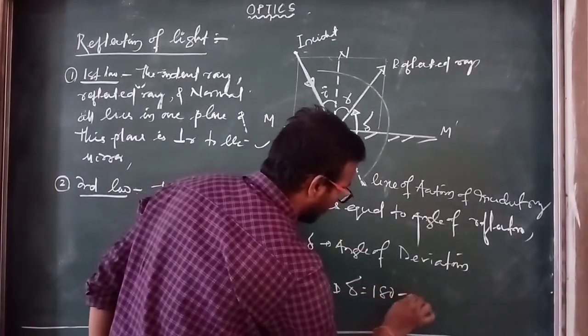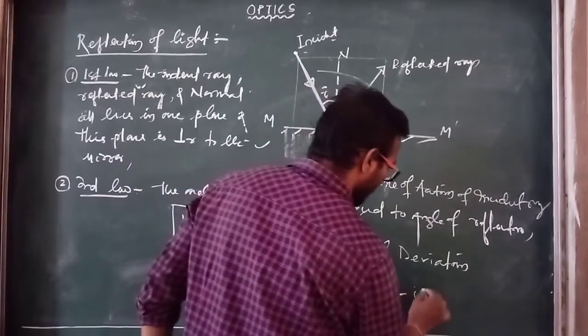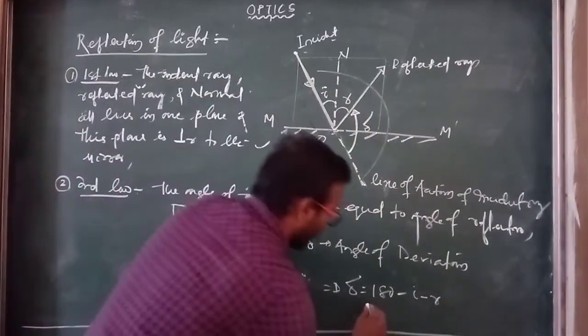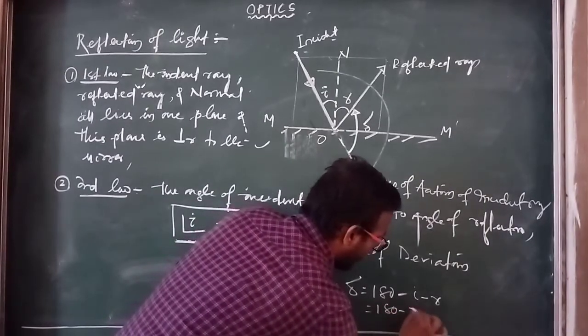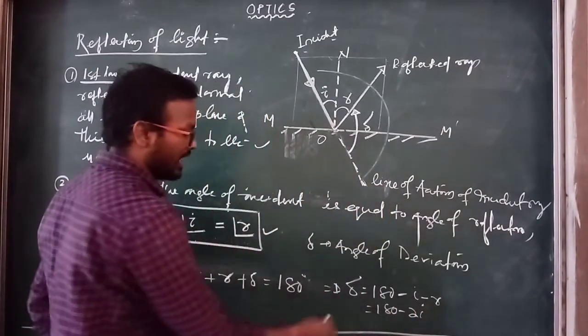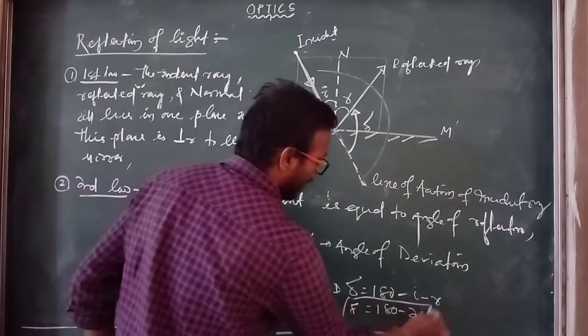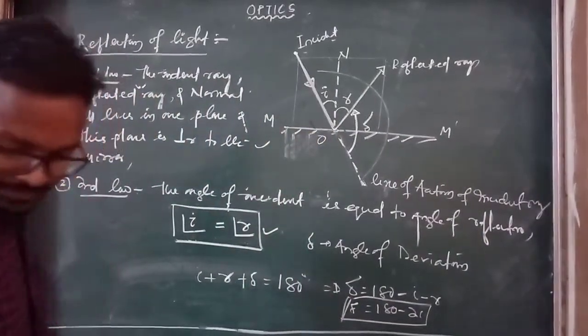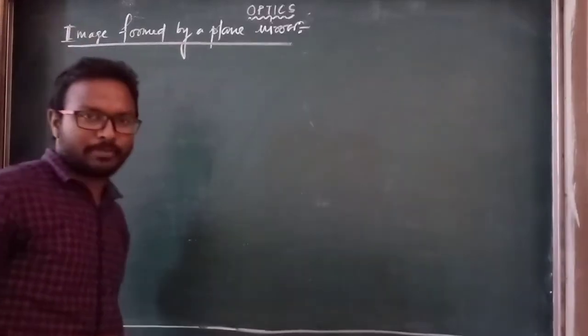Here delta equals 180 degrees minus I minus R, but I equals R, so you can write that as 180 minus 2I or 2R, and that is known as the angle of deviation in case of a plane mirror. Clear? Now, the image formed by a plane mirror.